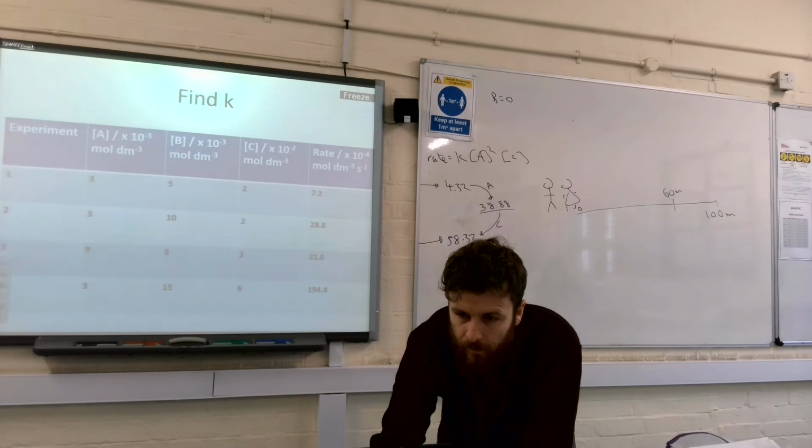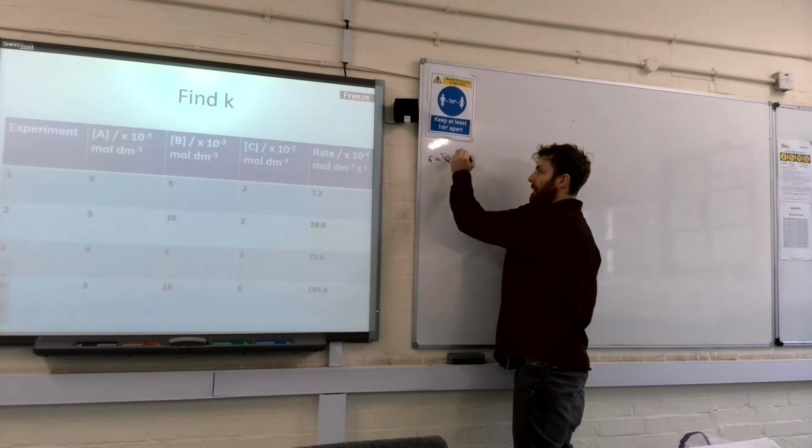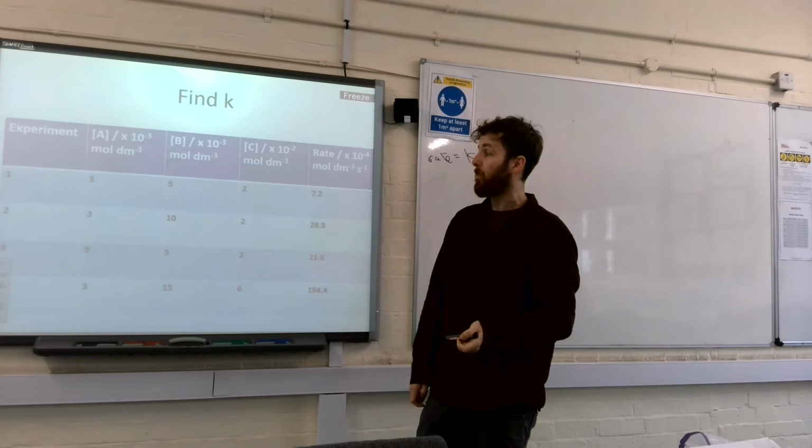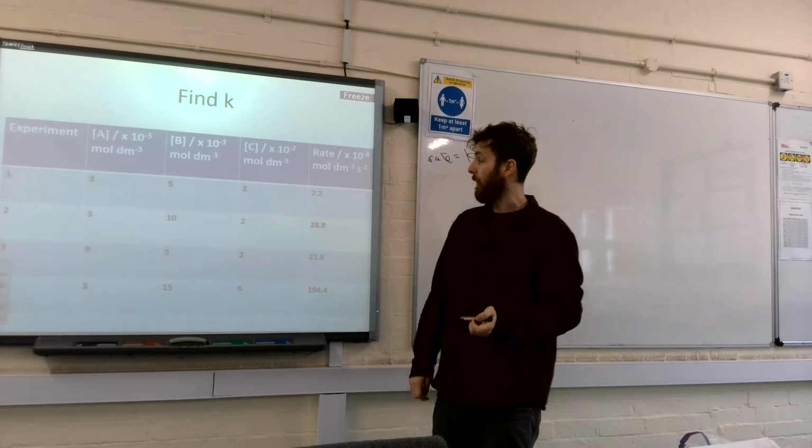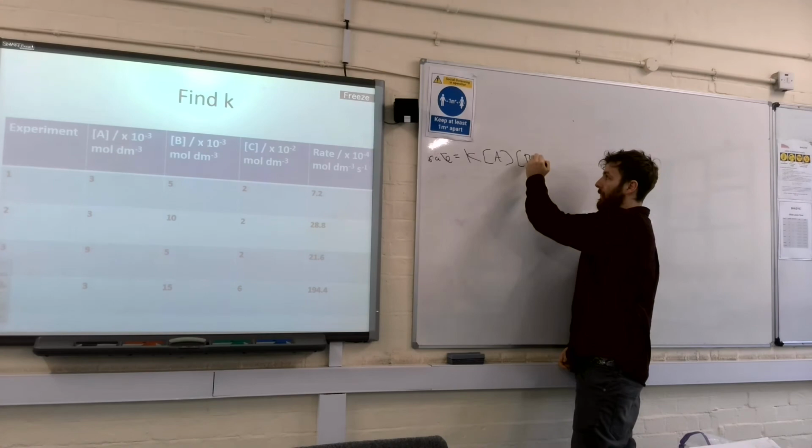Okay, so let's build up our rate equation. So rate equals k. Well, for A, between experiments 1 and 3, the conc of A is increased by a factor of 3. This has increased the initial rate by a factor of 3. Therefore, A will be first order. Between experiments 1 and 2, the conc of B has increased by a factor of 2. This has increased the initial rate by a factor of 4. Therefore, B is second order. And then C is the tricky one.